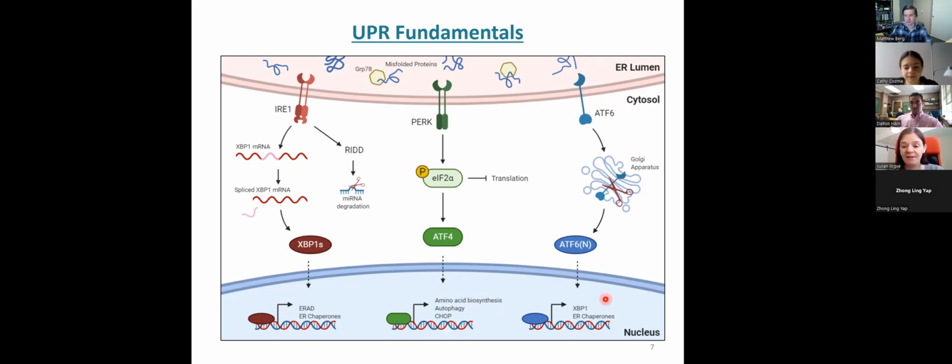And ATF6 upregulates genes encoding ER chaperone proteins, but it also upregulates XBP1. This is interesting because in this way, ATF6 helps support the IRE1 signaling pathway by maintaining a large pool of XBP1 for IRE1 to splice.